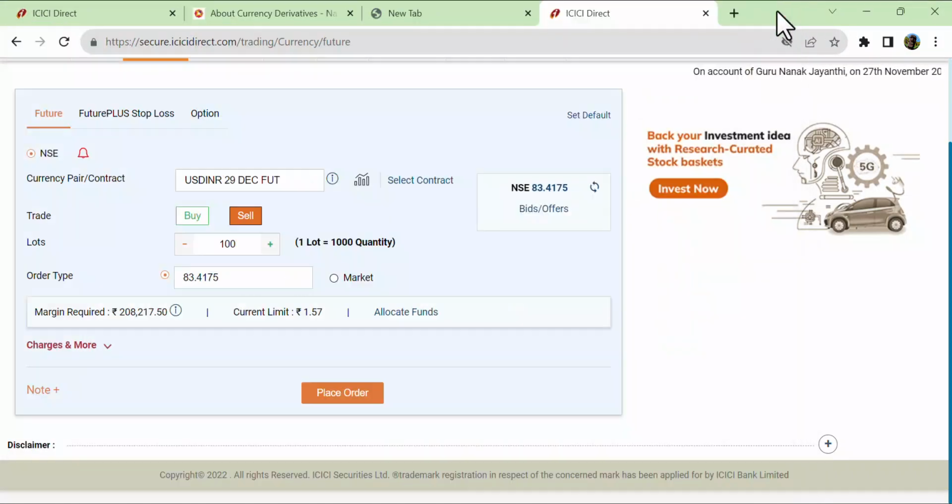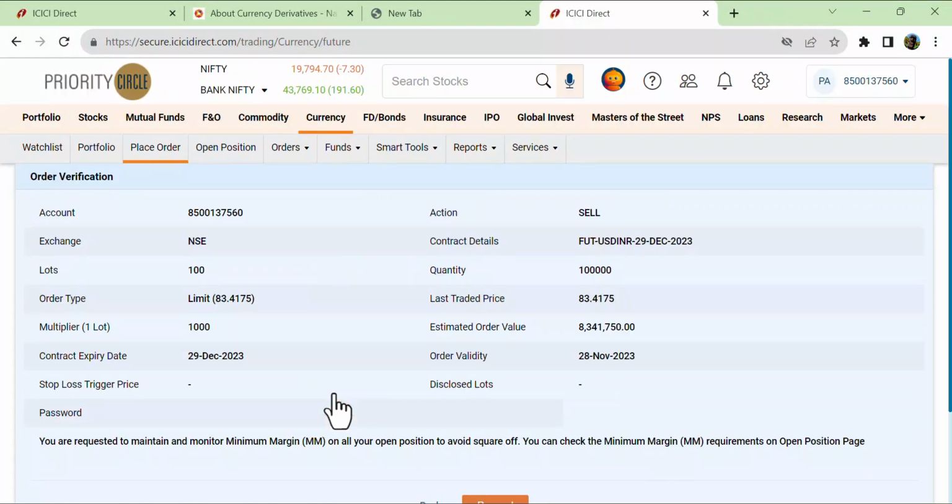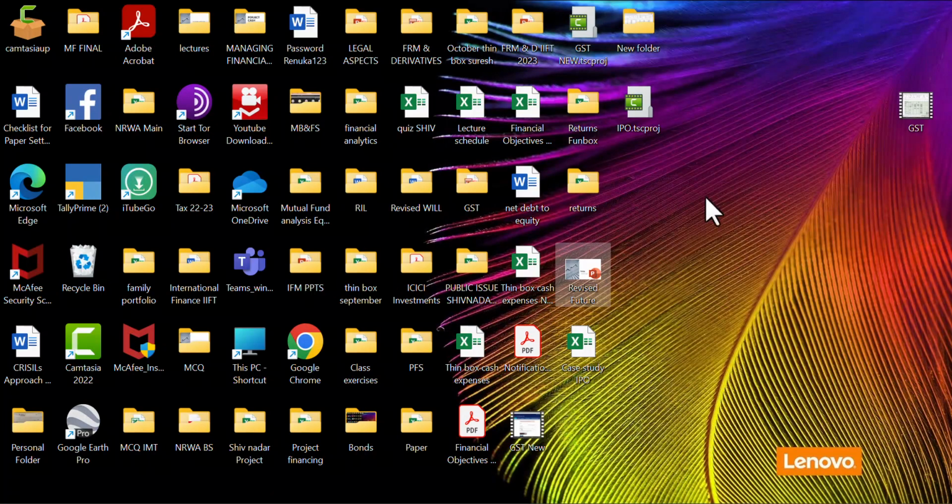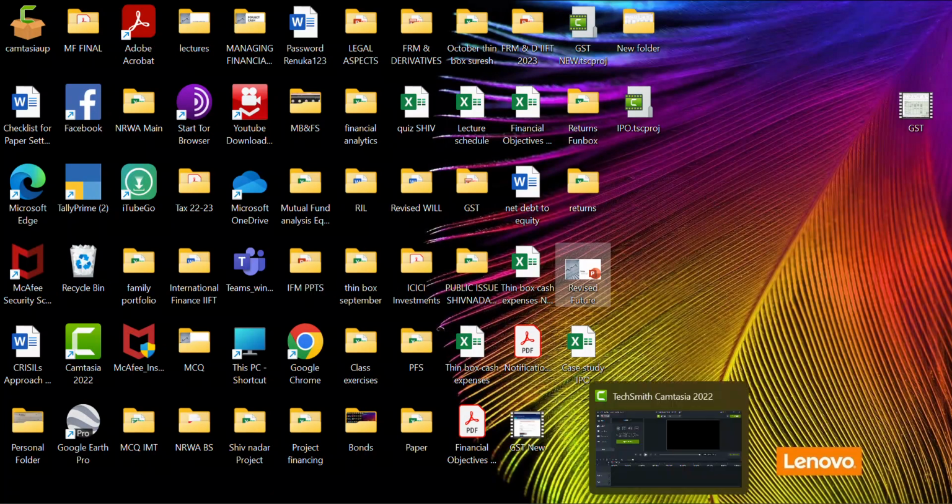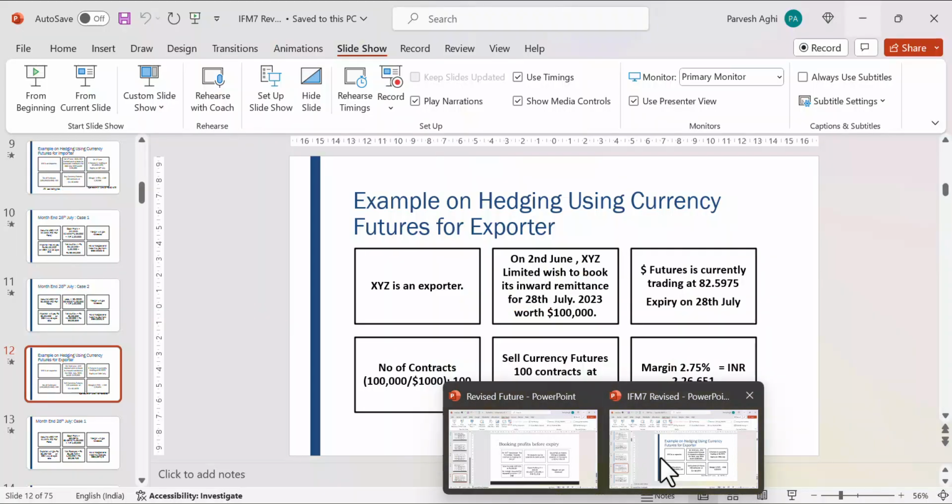Then I just press place, so the order will go for execution. It will ask for the margin money, which I don't want to give at the moment, so I'll just walk out from this contract. So, let's now talk about some more understanding of this.